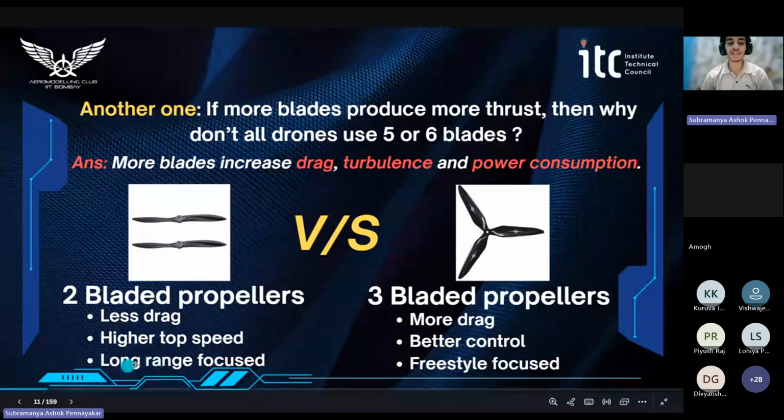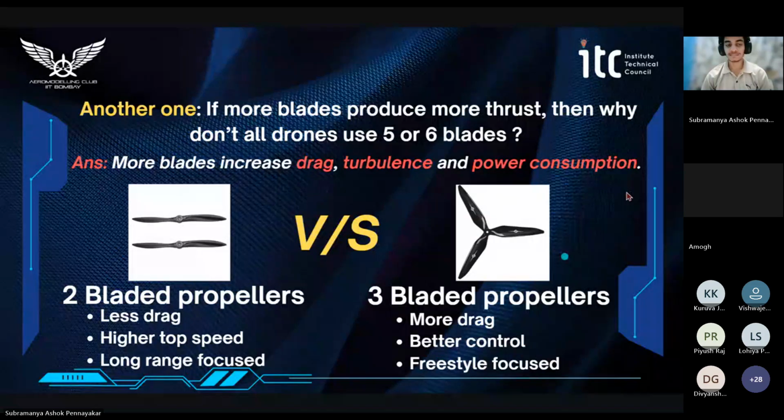So can you guys tell me why two-blade propellers have higher top speed as compared to three-blade propellers? It's very simple, guys. Because two blades have less area, they face less drag. So with the same motor and battery, they face lesser drag, so they can achieve higher top speed as compared to the three blade one.